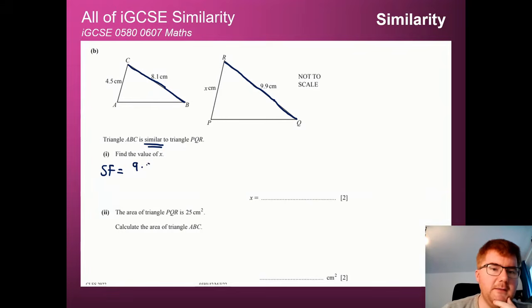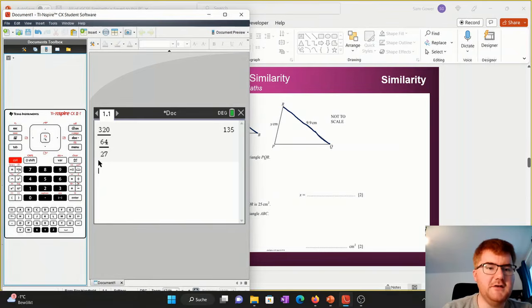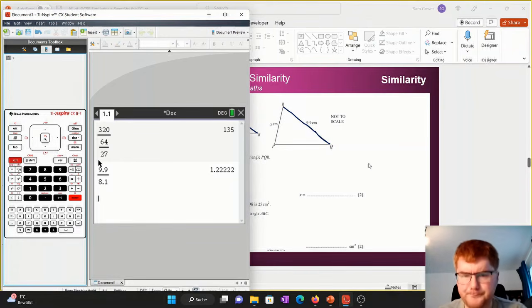So we do 9.9 divided by 8.1. Again, let's use a calculator for it this time. So all we're going to do is just do 9.9 divided by 8.1. I'm sure some of you already know the answer here. So 1.222 recurring.